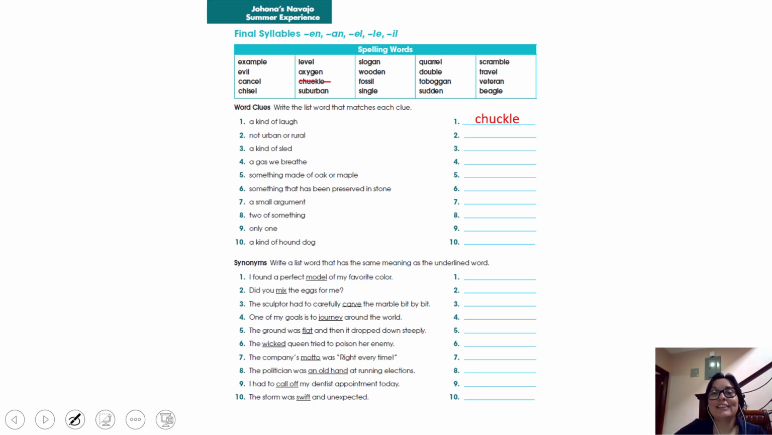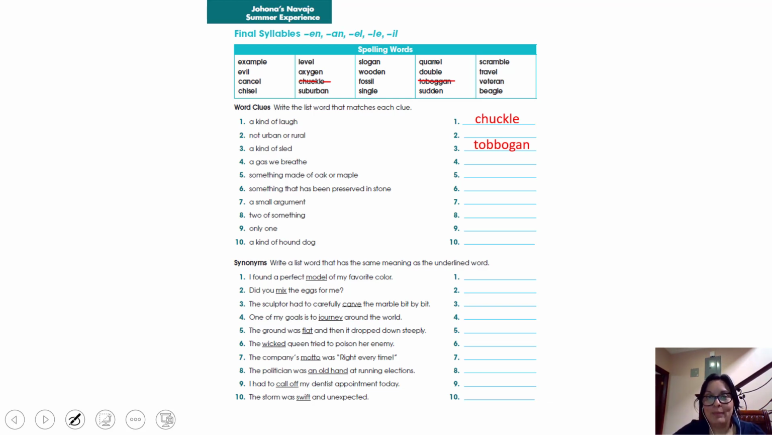Number 3, a kind of sled. A sled is something that you use to slide through the snow, to go down through the snow. So what is a kind of sled? Also something that you can use to slide and to fall into the pool. Excellent. A toboggan. Toboggan. So let's cross toboggan. Let's continue.